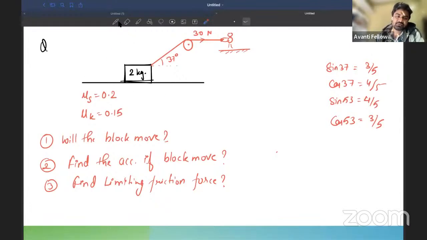So in this question, what we have to find? We have to find, first of all, will the block move or not? So first of all, we will find that how much friction force this surface can offer. ये surface कितना friction force लगा सकती है? Okay. So if I talk about the diagram of this block, इसको अगले पेज पे बनाते हैं, right? Let's make it on the next page.